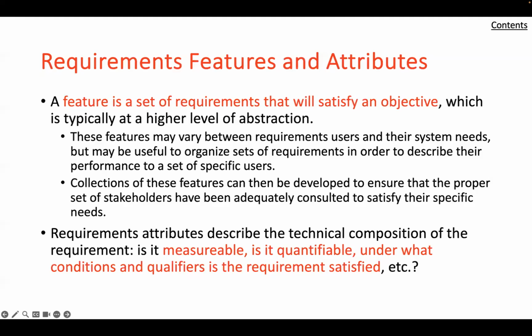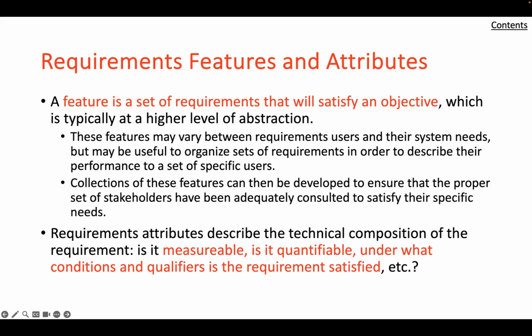Well, let's talk about requirements, features, and attributes. First of all, let's focus on the requirements features. A feature is a set of requirements that will satisfy an objective, which is typically at a higher level of abstraction. These may be identified more with potential users on the systems and envisions performance, which then may be decomposed to more specific requirements. An example of a feature is a vehicle that can support travel soccer game support.